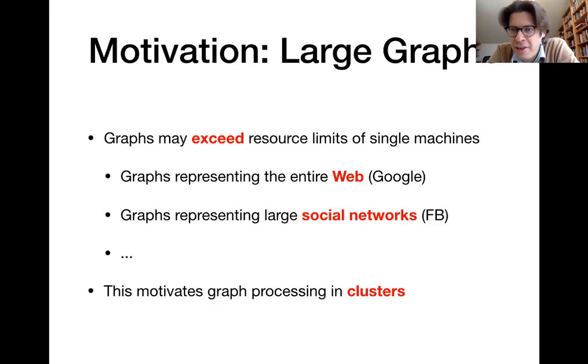Now, the motivation for those systems is particularly large graphs, where we would typically not be able to store them and process them on one single machine. For instance, Google is interested in mining the entire web, and you can represent the web as one big graph. Facebook is interested in mining their social network data, which also is natural to represent as a graph. And in those cases, you typically want to do the processing in a cluster of machines.